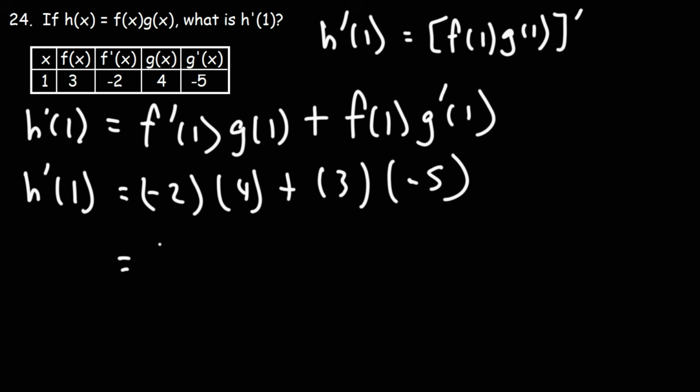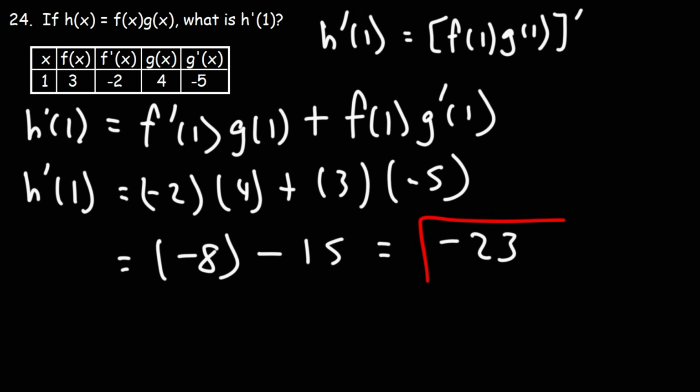Negative 2 times 4, that's negative 8. 3 times negative 5, that's negative 15. Negative 8 minus 15 is negative 23. So that's going to be the answer for this particular problem.